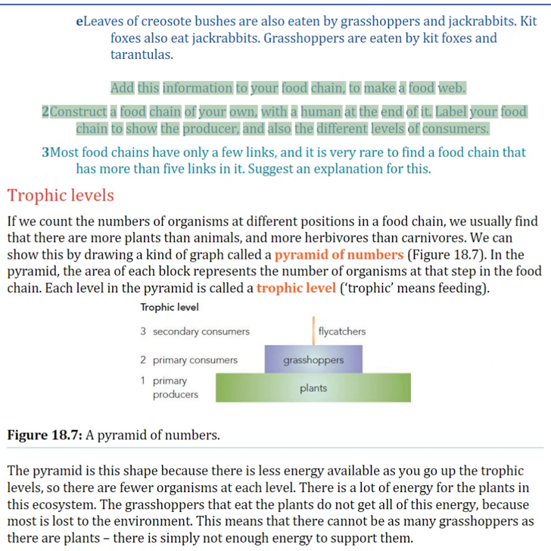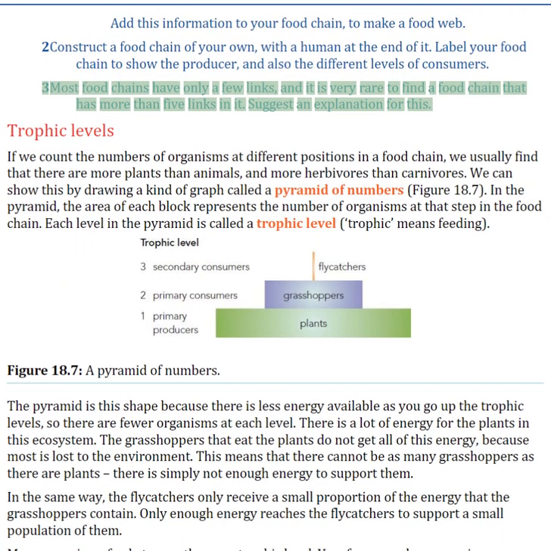2. Construct a food chain of your own with a human at the end of it. Label your food chain to show the producer and also the different levels of consumers. 3. Most food chains have only a few links, and it is very rare to find a food chain that has more than 5 links in it. Suggest an explanation for this.